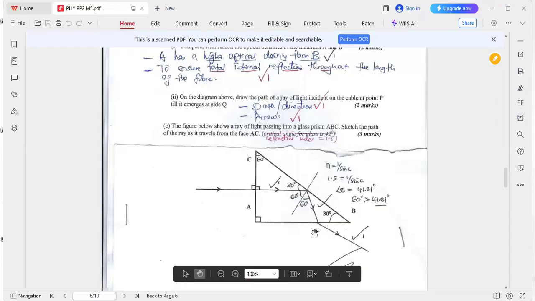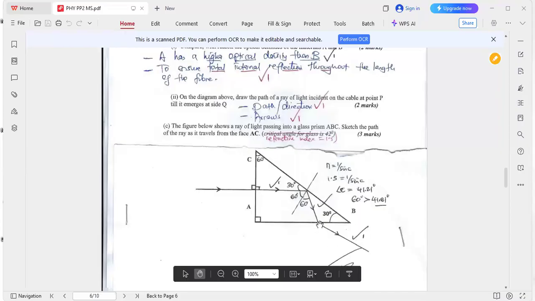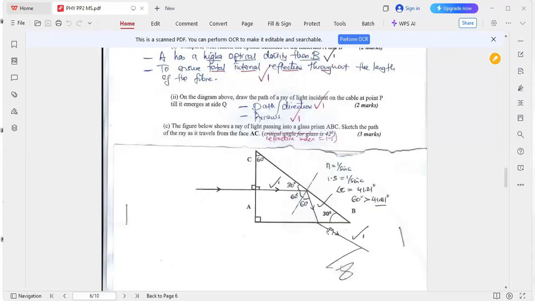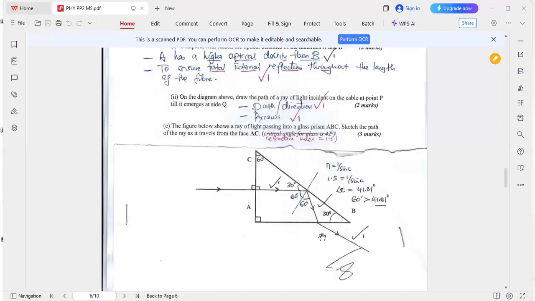You are also supposed to tell which angle of refraction is here. So you will say sine I over sine R equals the refractive index, which is 1.5. Therefore, sine theta here over sine I, which was 30, equals 1.5. And you get this angle as 48.59. So this ray comes out with 48.59 degrees to the normal outside here. So that's how you answer that question.